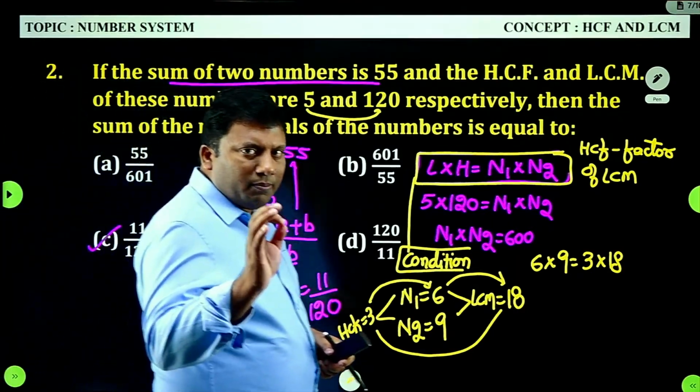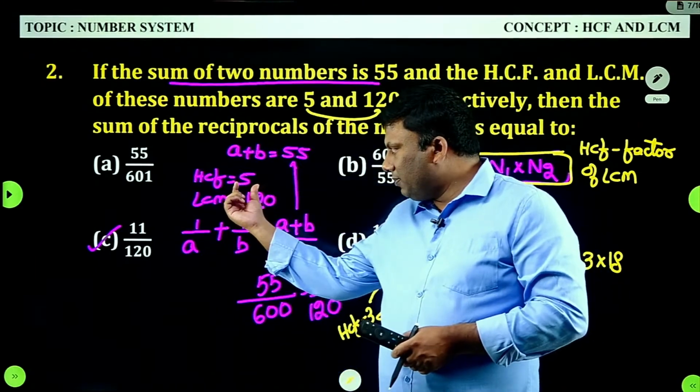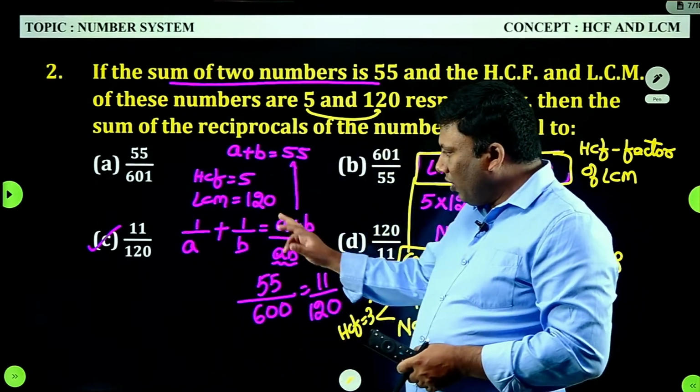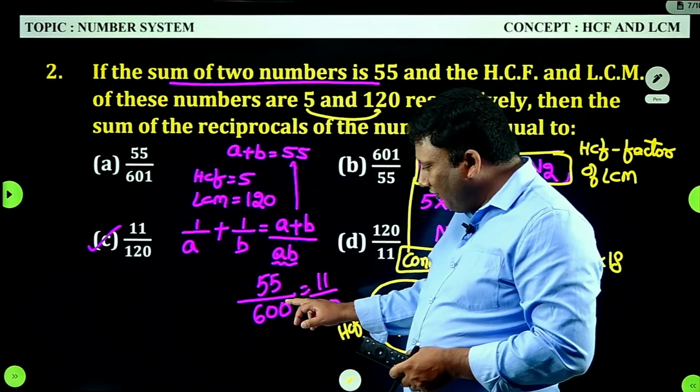Simple question. Sum of the numbers is given. LCM is given. HCF is given. 1 by A plus 1 by B is 55 by 600.